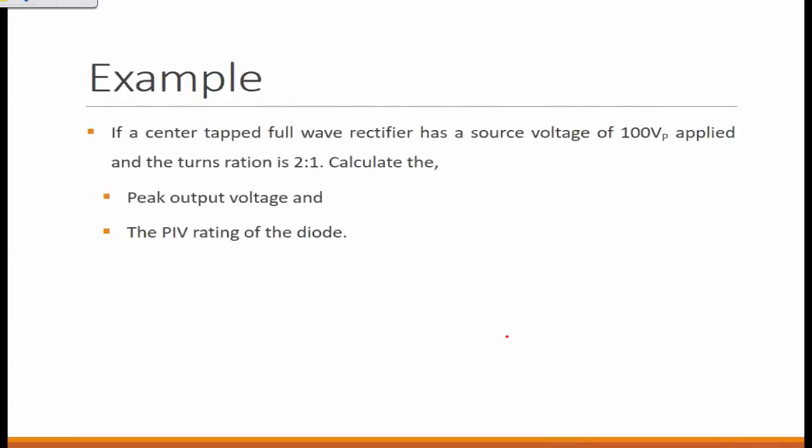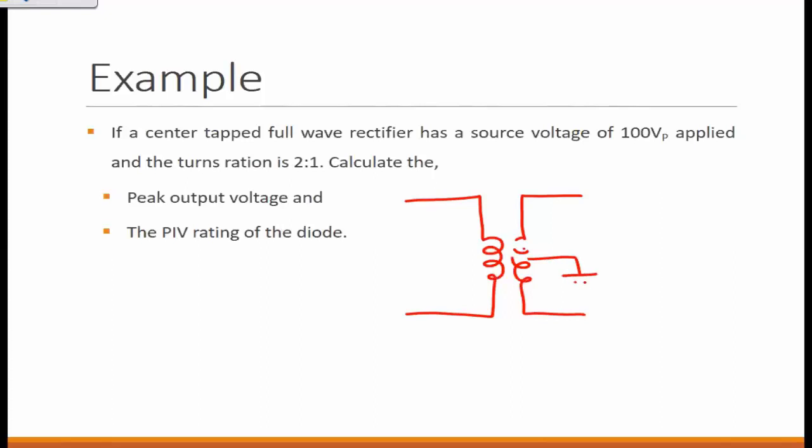Rectifiers are for AC to DC conversion. So from the circuit perspective, this is how it is going to look. Again, when you see the third terminal grounded like this, that's automatically a center tap transformer right there. So the turns ratio is given as 2:1. 100 volts is applied. Again, that too, it's a peak voltage.